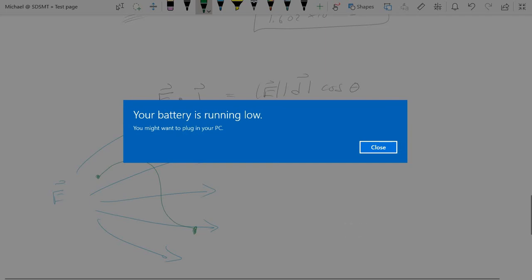Oops, looks like my batteries are running low. I thought I was plugged into the wall.